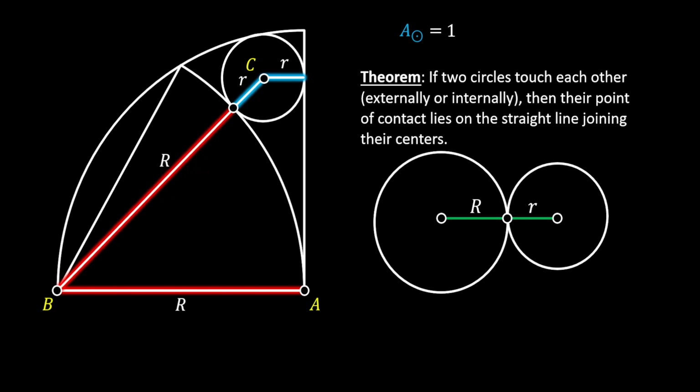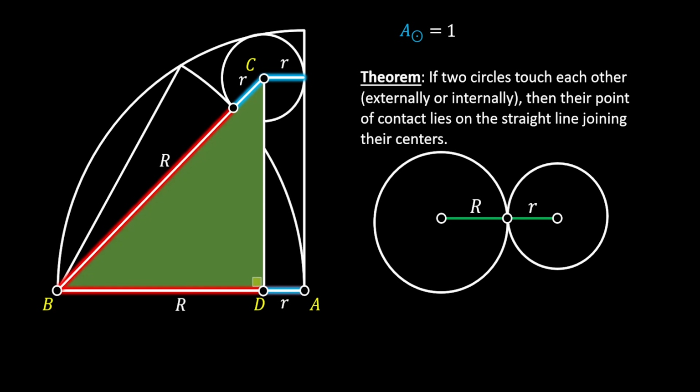Now, let's have a look at this horizontal radius of our small circle. And let's slide it down to the radius of our big quarter circle, and we can label this new intersection point as D. Now you can see that we have formed this really nice right-angled triangle BDC. And we already know something about this triangle. We know that the length of the hypotenuse BC consists of capital R and small r.